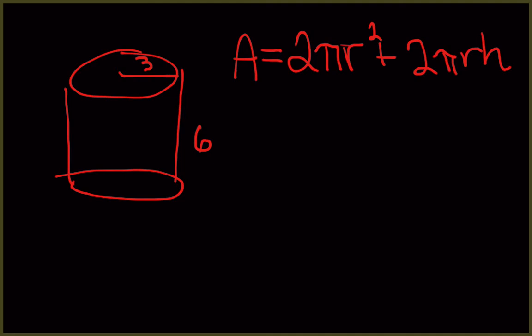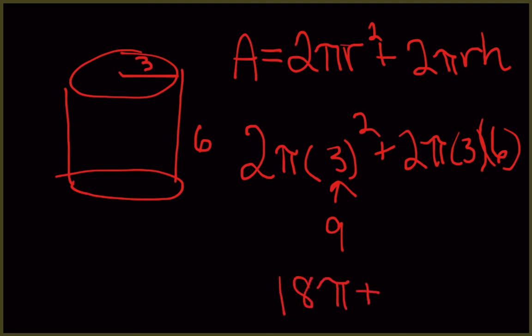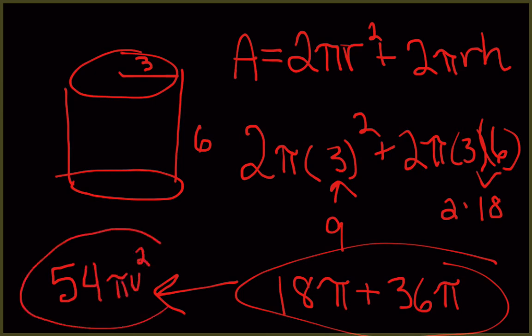Okay, so again, we're just using the formula. So it's going to be 2 pi, radius is 3, squared, plus 2 pi, radius is 3, height is 6. Now we just simplify. 3 times 3 is 9. 9 times 2 is 18 pi. 2 times 3 here is 18. 3 times 6 is 18. And 2 times 18 is 36 pi. When you add that all together, you're going to end up with 54 pi units squared.